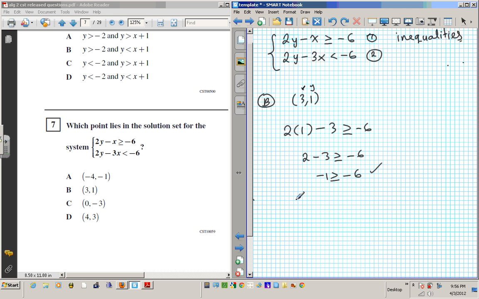Test the second equation. Is 2 times 1 minus 3 times 3 less than -6? Is 2 minus 9 less than -6? Is -7 less than -6? -7 is to the left of -6 on the number line, so it is smaller.